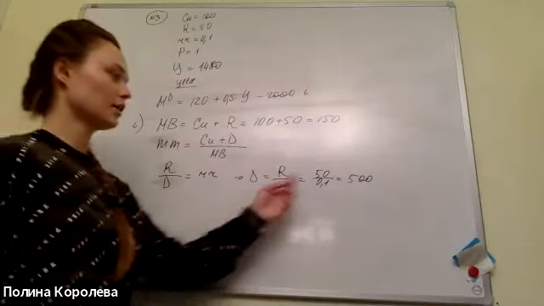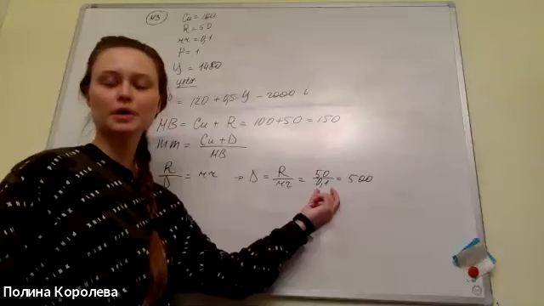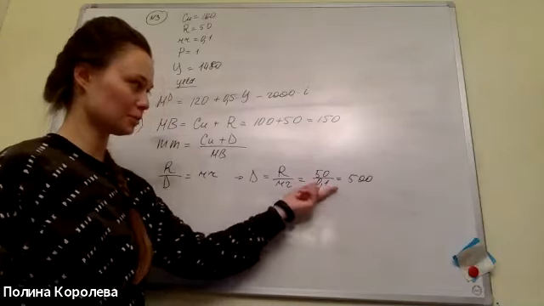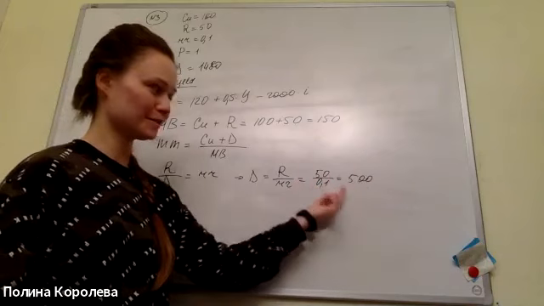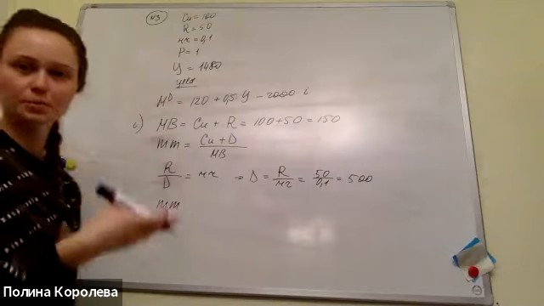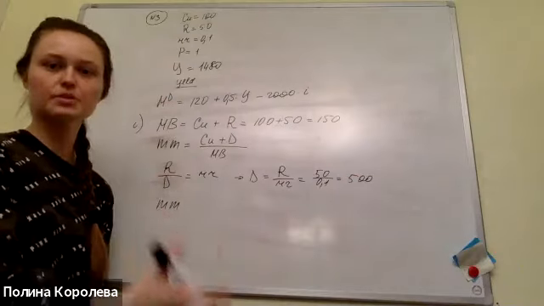So we have 500 deposits, and 10% we save in reserves. So 10% out of 500 is 50, and we have 150 at the end, because part of deposits is saved in reserves.